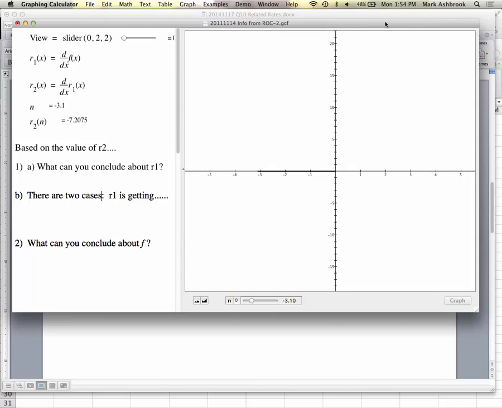The accumulation function is f. R1 is the derivative of f. It's the rate of change of f. R2 is the derivative of R1. Okay? It's the rate of change of the rate of change function.